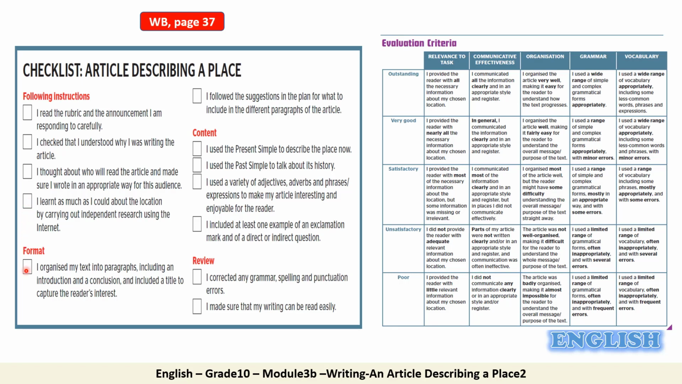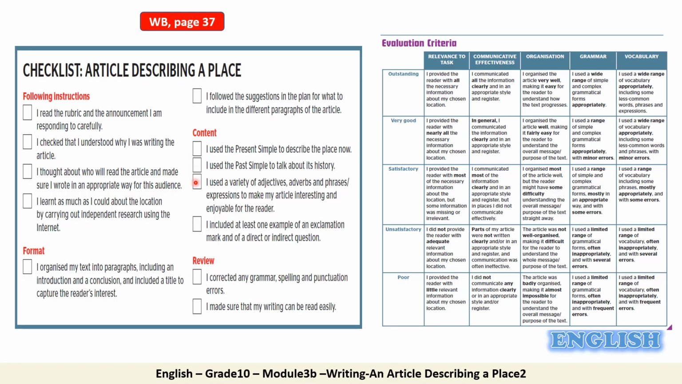The format? I organized my text into paragraphs, including an introduction and a conclusion, and included a title to capture the reader's interest. I followed the suggestions in the plan for what to include in the different paragraphs of the article. The content? I used the present simple to describe the place now. I used the past simple to talk about its history.